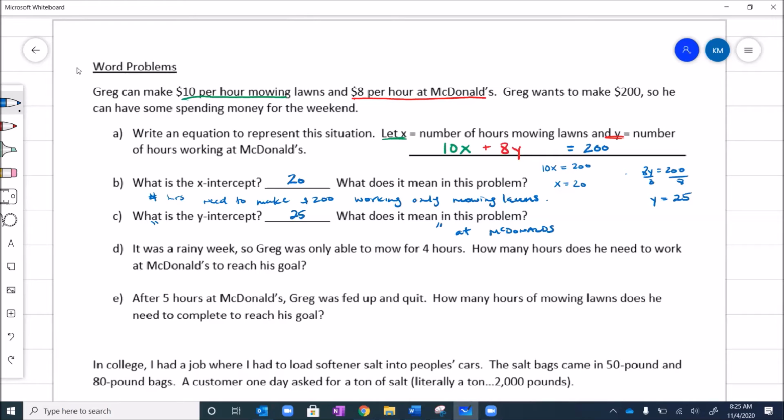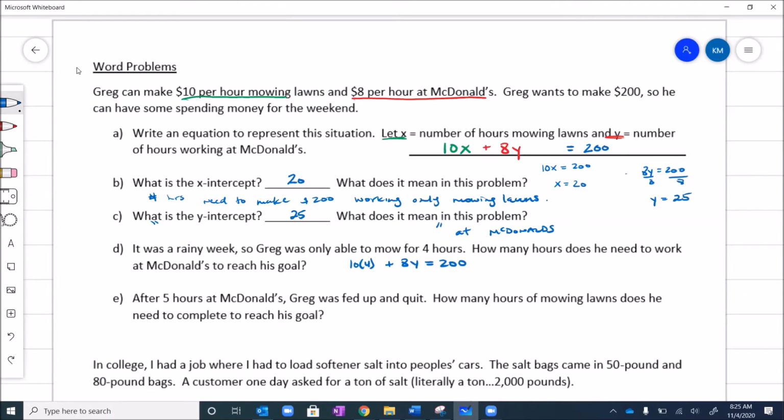Part D says it's a rainy week, so Greg was only able to mow for 4 hours. How many hours does he need to work at McDonald's to reach his goal? So now we have this equation here, right? 10x plus 8y equals 200. We have this equation, but we don't have two variables anymore because we know that he only could mow for 4 hours. So now instead of 10x, we really have 10 times 4.